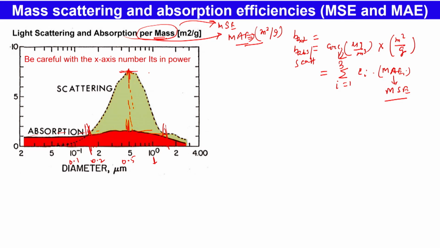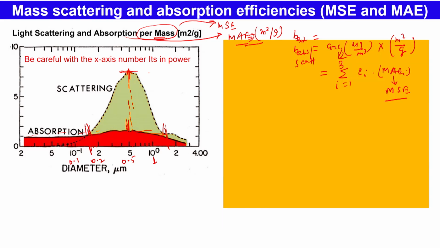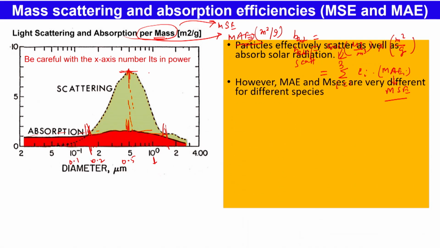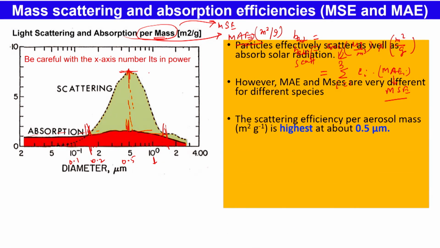This becomes very important for us, and it means particles effectively scatter and absorb radiation. However, mass absorption efficiency and mass scattering efficiency are very different for different species.